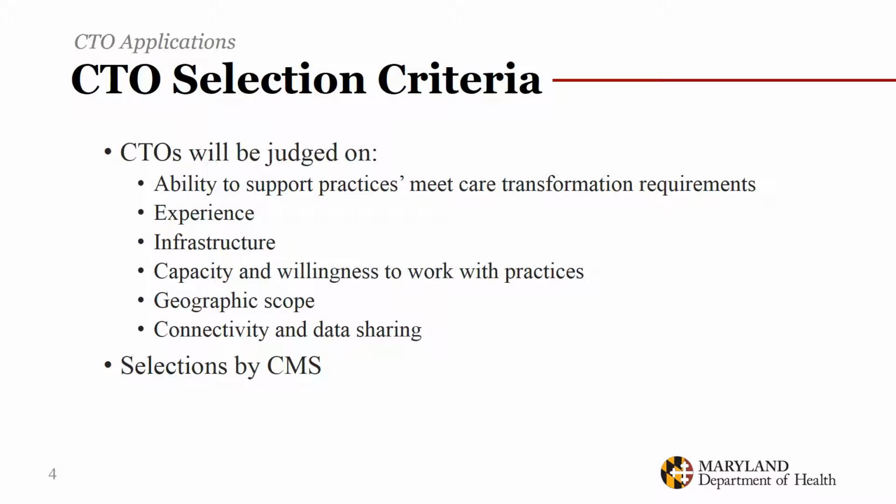In terms of how CTOs will be selected, they'll be judged on several criteria: their ability to support practices meet care transformation requirements, their experience doing this, the infrastructure that they have for supporting the program, their capacity and their willingness to work with practices, the scope of their operations, and the scope geographically will be by county, so CTOs will be able to identify which counties they'd like to support throughout the state, and their ability to connect and share data, including connect with CRISP. Ultimately, selections will be made by CMS and by CMS only.